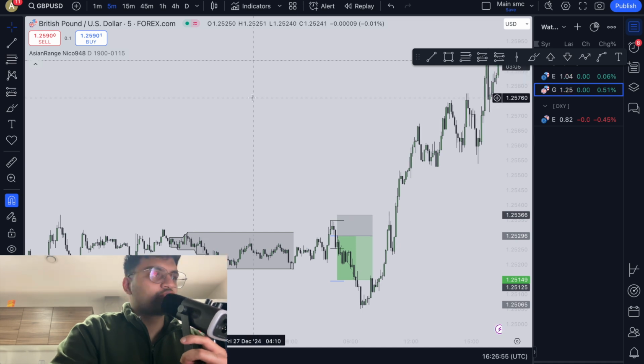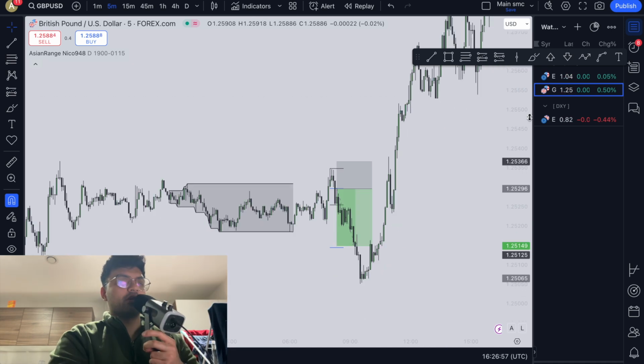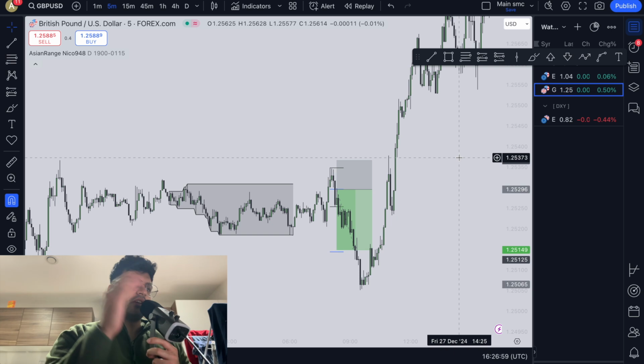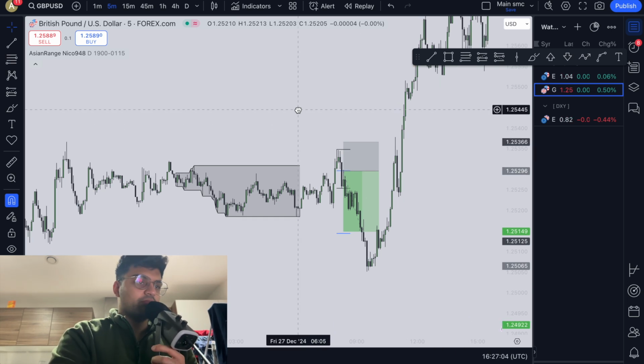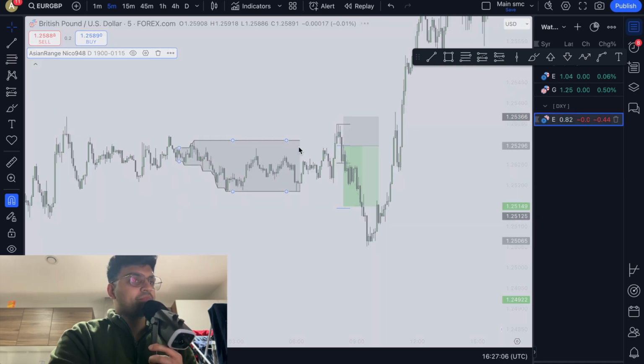Okay, so quick trade recap. I know I haven't been uploading quite consistently of late, but here's a trade recap for you on GBP USD. A very simple 1 to 2 risk to reward trade. So let's run right through it.